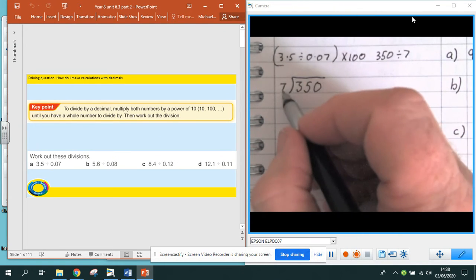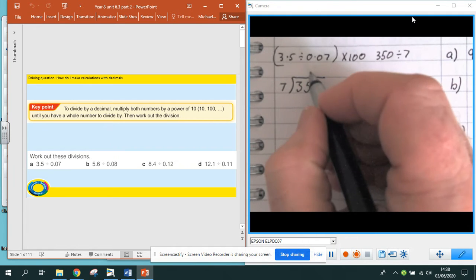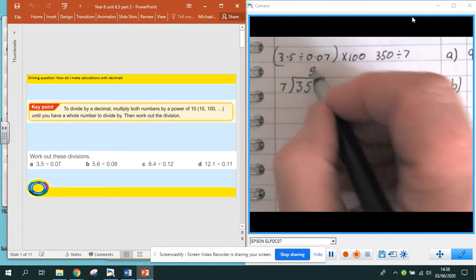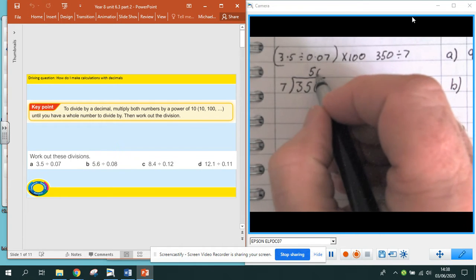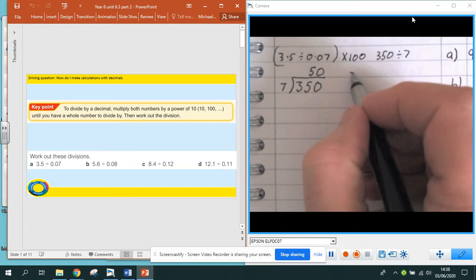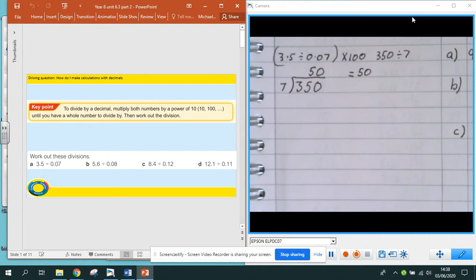350. How many 7s in 3? There aren't any. Carry it. How many 7s in 35? There's 5. There's no remainder. How many 7s in 0? There's none. So my answer is 50. No remainder. Okay? And that's what we do each time.